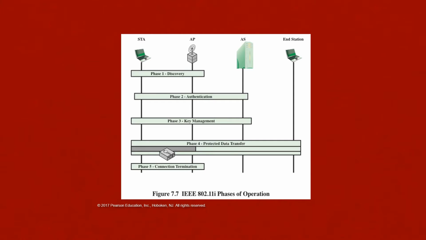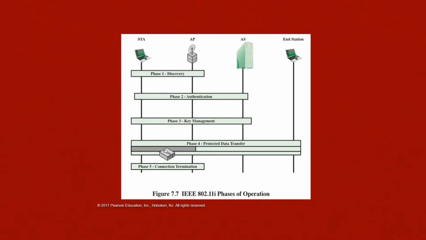Key generation and distribution. The AP and the STA perform several operations that cause cryptographic keys to be generated and placed on the AP and the STA. Frames are exchanged between the AP and STA only.